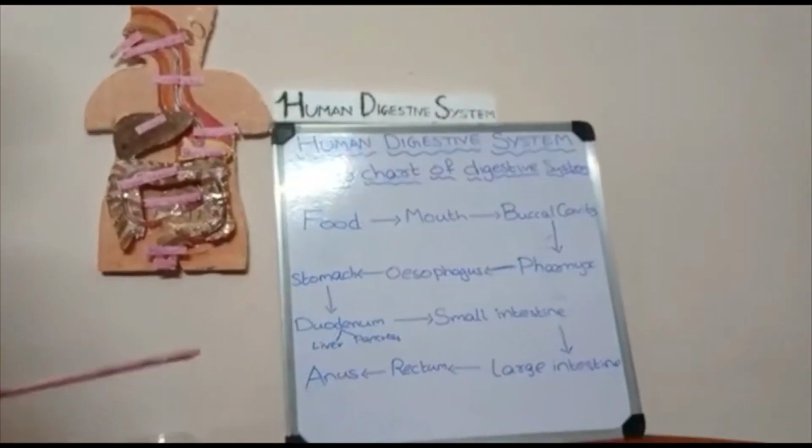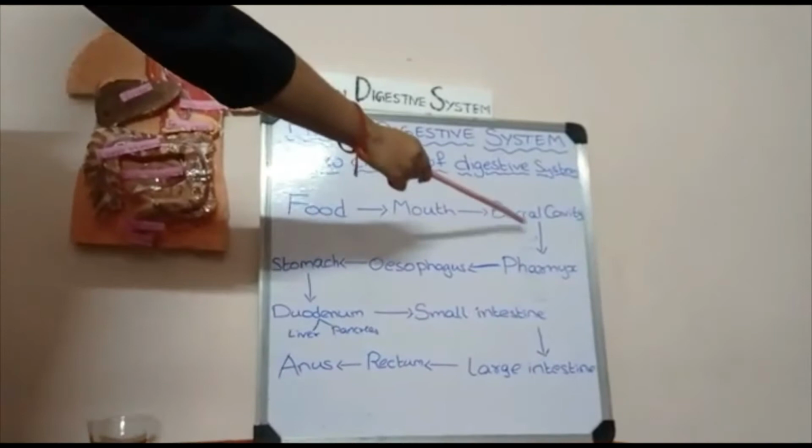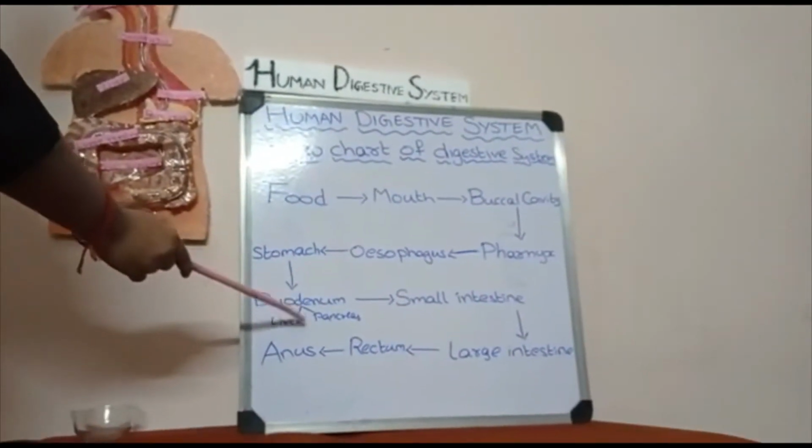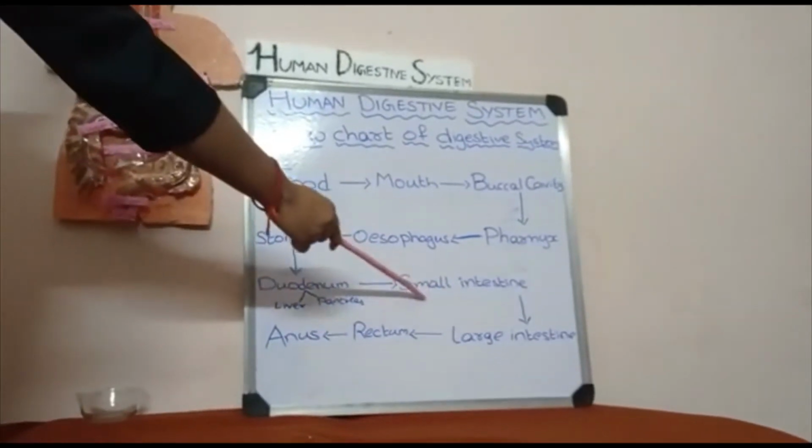Food, mouth, buccal cavity, pharynx, esophagus, stomach, duodenum. In the duodenum we have the liver and pancreas. Then small intestine, large intestine, rectum and anus.